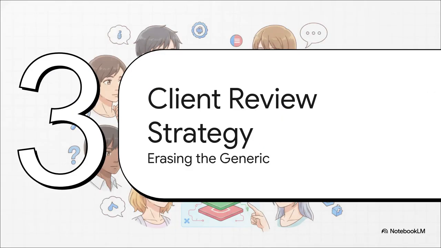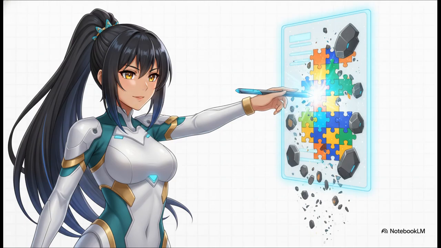Moving on to Section 4, the client review strategy and how to finally erase the generic. Okay, so we've covered internal leadership, but what about external documents? Well, try running a prompt that asks the AI to act as your biggest client and answer what would make the client feel like this was written for someone else.